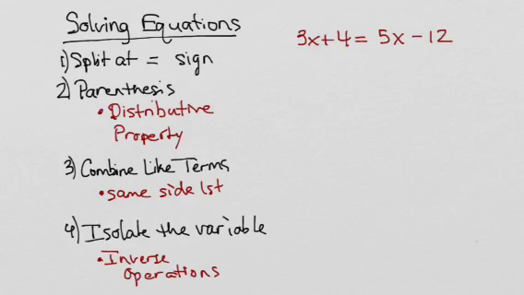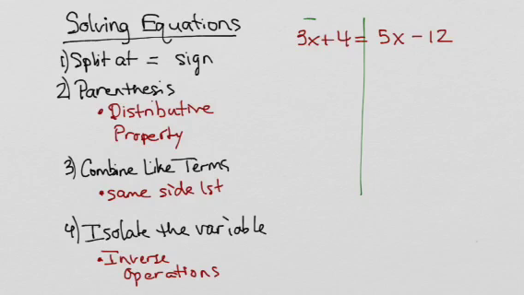All right, so let's walk back through our steps. Step 1, split it at the equal sign. So there you go, I did my line. Step 2, if there are any parentheses, we're going to get rid of them now. So right now there are no parentheses in this problem, so I can skip that step.